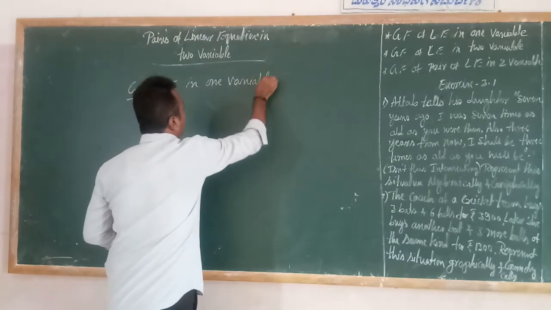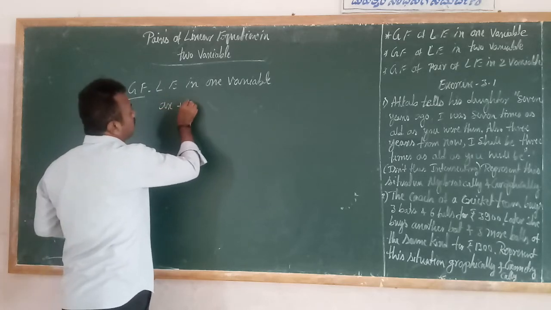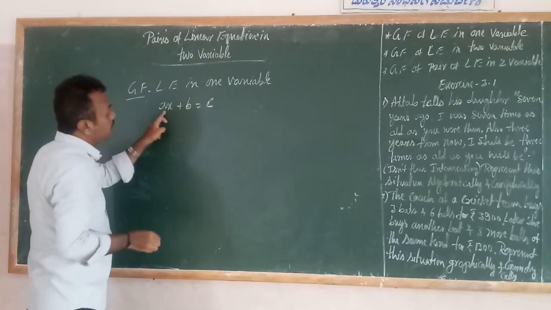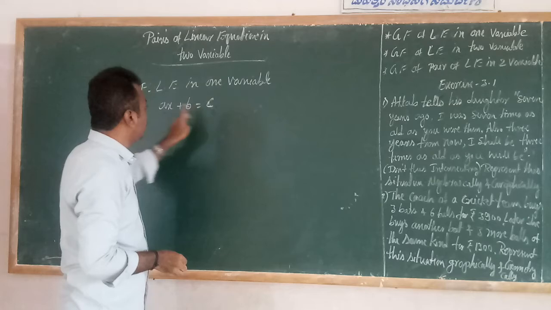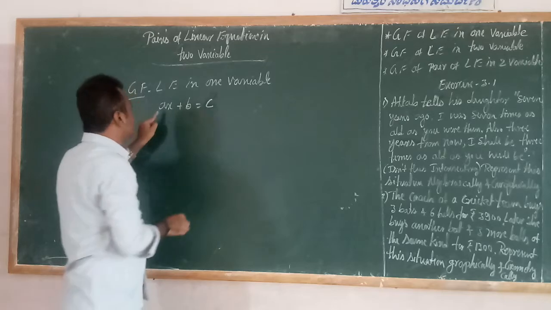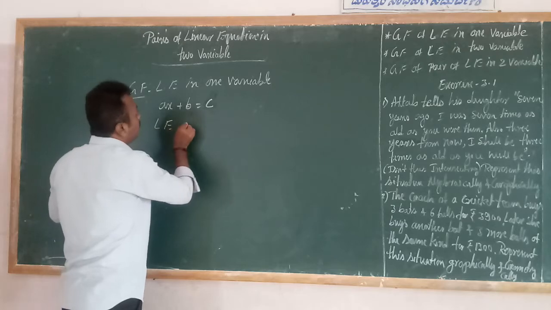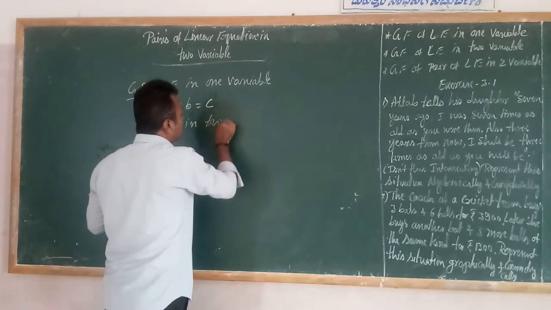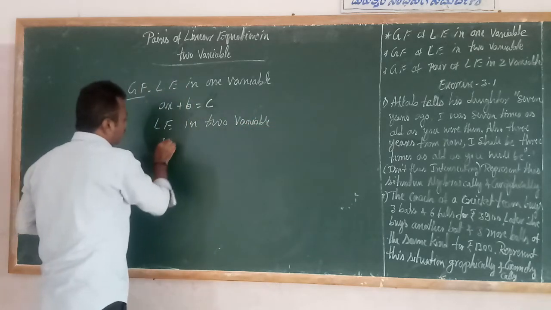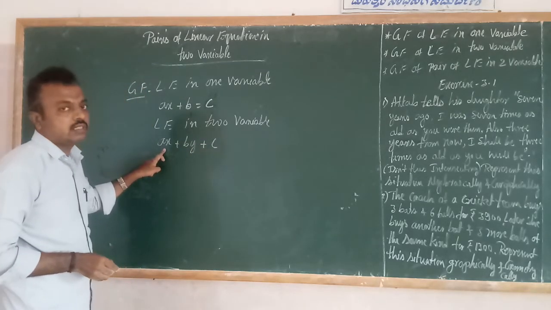The form of a linear equation in one variable is ax plus b is equal to c, or ax plus b is equal to 0. Okay, ax plus b is equal to 0 or c, no problem. So this is the linear equation in one variable. Now, what is the general form of linear equations in two variables? See, ax plus by plus c. This is the linear equation in two variables.